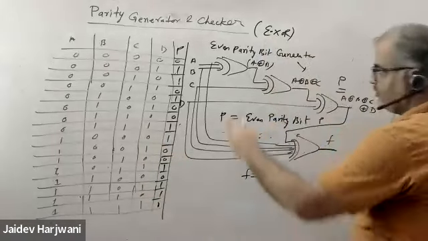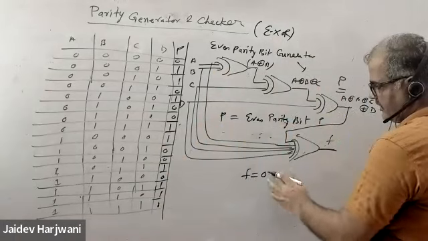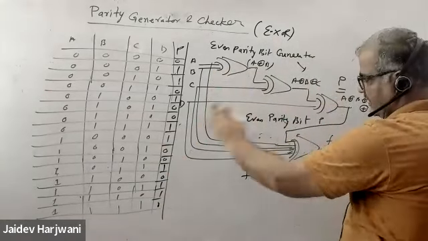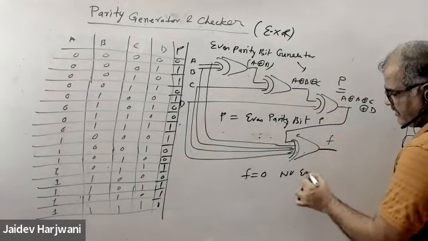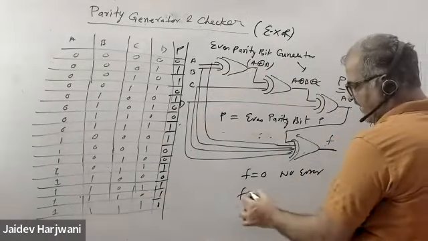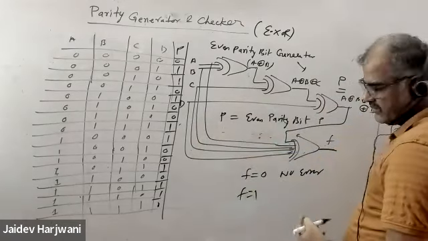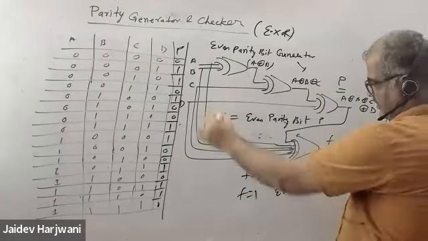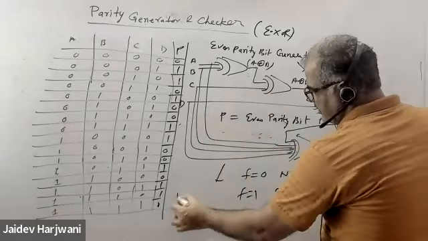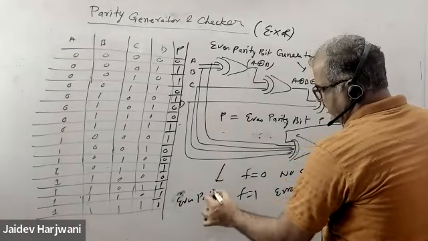So if you put all the inputs with this P and you get f equal to 0, that means the numbers coming are all even parity, so there's no error. This will check that there is no error. If somehow f comes 1, then that number is not an even parity number, so that will be your error. That's why this is called parity checking, the even parity checker.